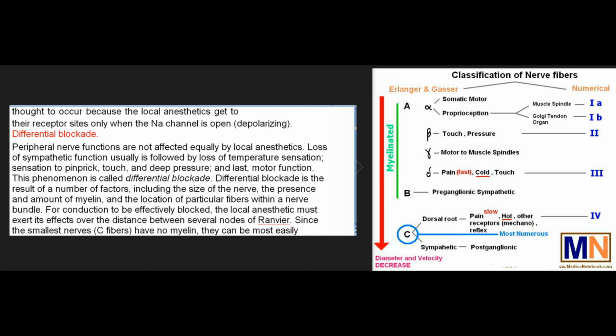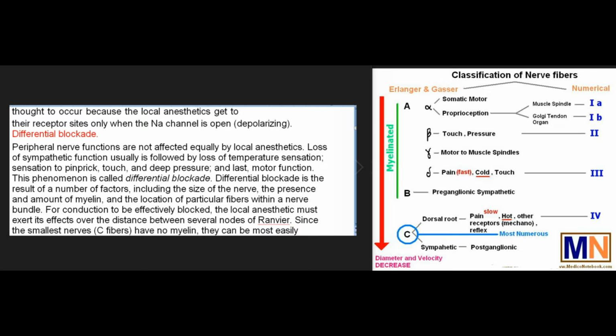Differential blockade. Peripheral nerve functions are not affected equally by local anesthetics. Loss of sympathetic function usually is followed by loss of temperature sensation, sensation to pinprick, touch, and deep pressure, and last, motor function. This phenomenon is called differential blockade. Differential blockade is the result of a number of factors, including the size of the nerve, the presence and amount of myelin, and the location of particular fibers within a nerve bundle.